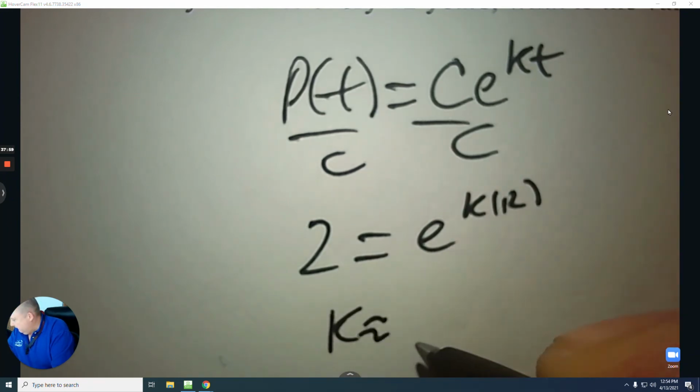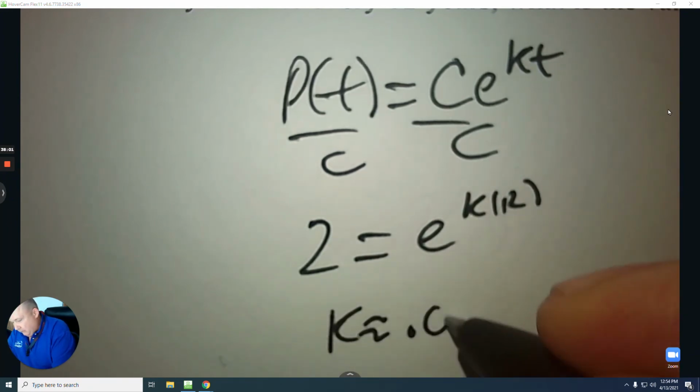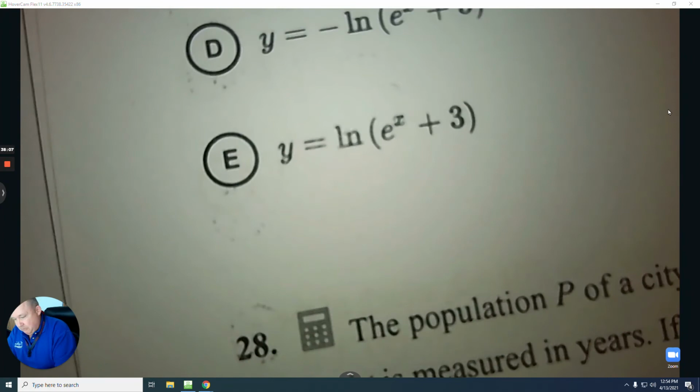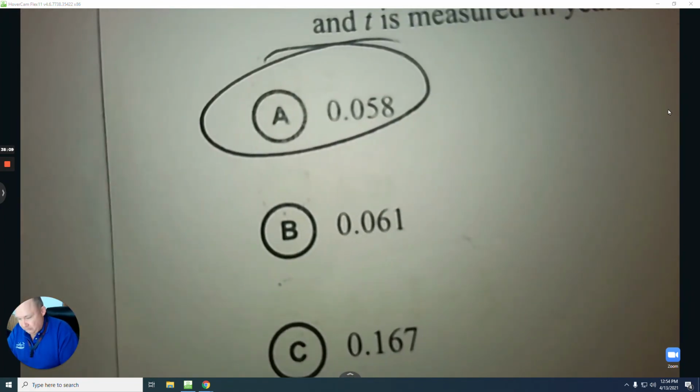If you did it right, you get 0.058. The question is, what's the value of k? I just found it. 0.058, and it's over.